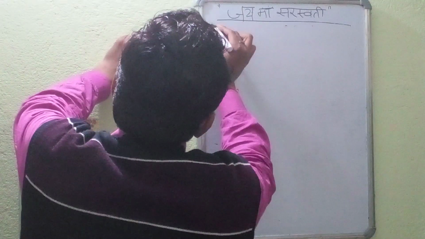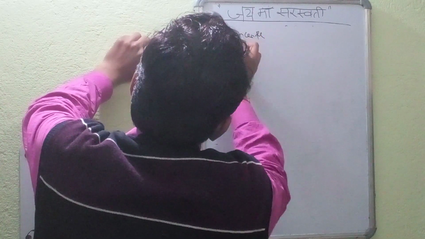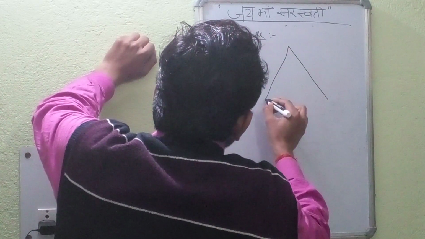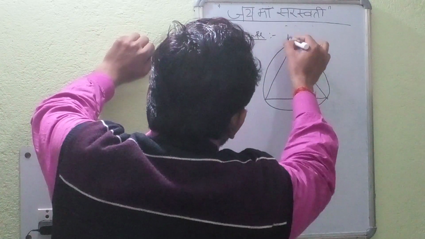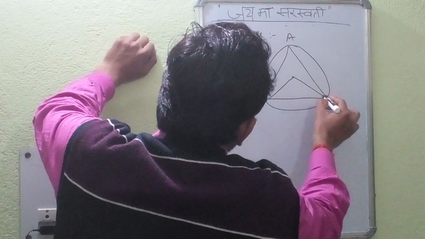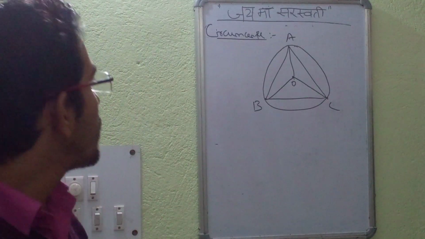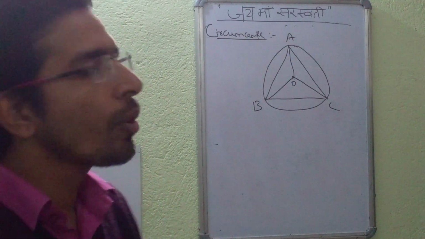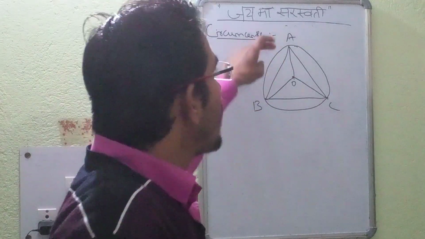So first of all, we will be taking the circumcenter. Circumcenter is that, this is the triangle. As the word defines itself, that is circumcenter. As we had already studied, first of all, what is the circumcircle? So this is the triangle ABC, it is given.